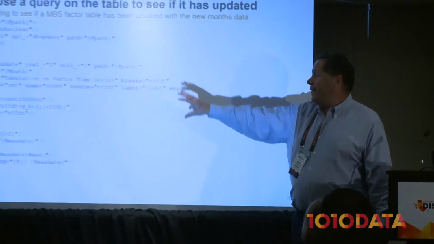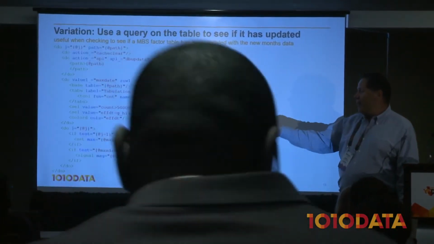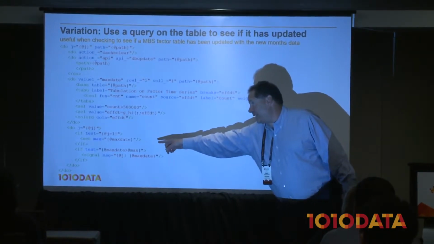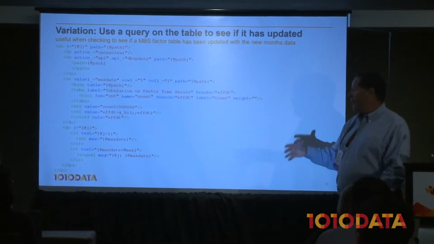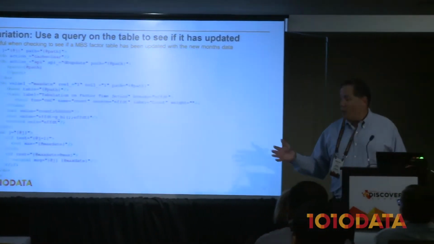So in this case, we run a query. We want to find out what's the max factor date. We save the max factor date in a value, and then we compare the max date with the original one. If that exceeds it, then we know the table is updated. And the same thing, we can run our operation. It's good to go. It's good to run our cohort analysis.